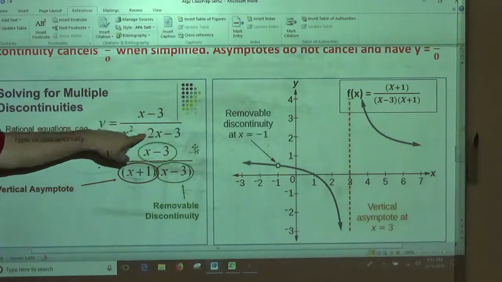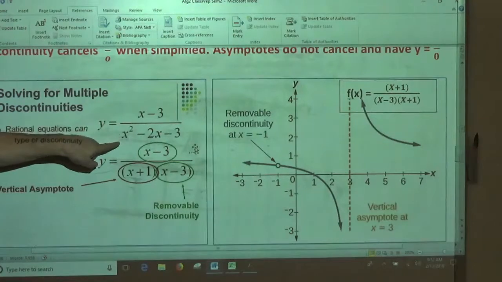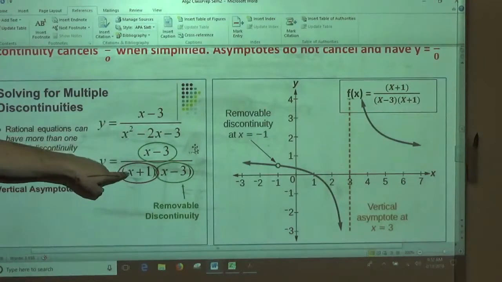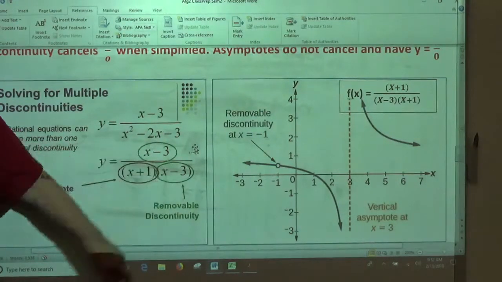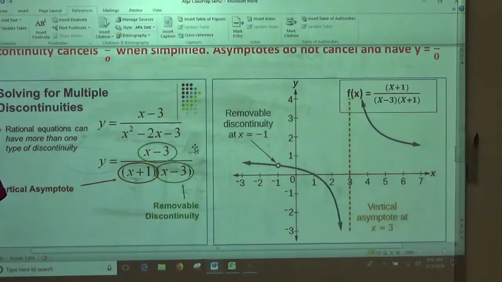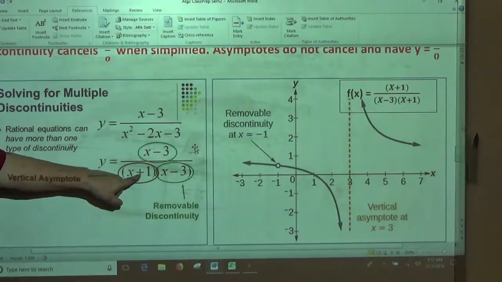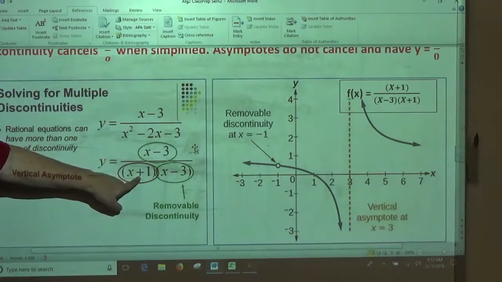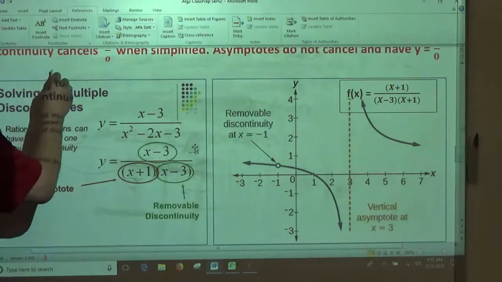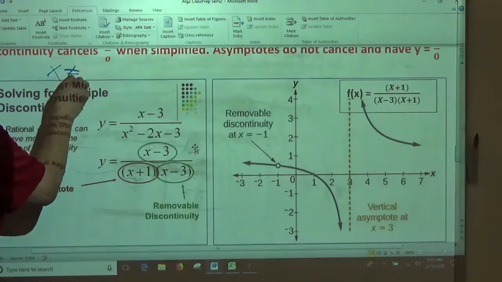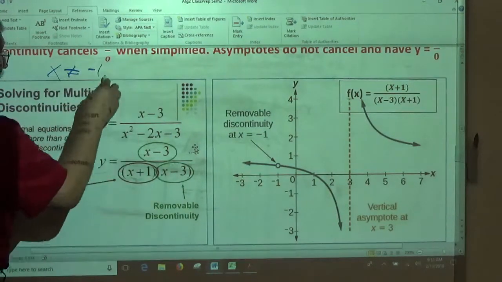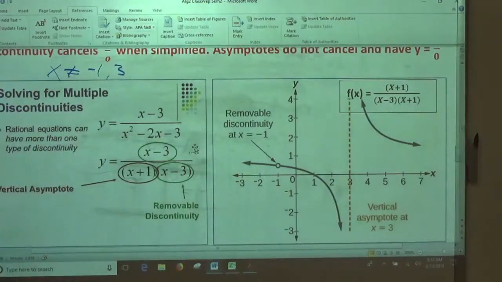If you factor this, and that's what we're going to talk about a little bit today, it ends up being x plus 1 times x minus 3. The first thing you have to do is say, can x equal negative 1? The answer is no, because that will make the denominator division by 0. So x cannot equal negative 1, and x cannot equal 3. That's how you start.